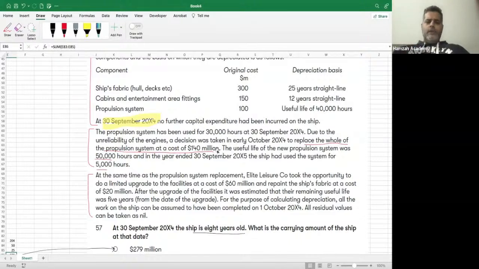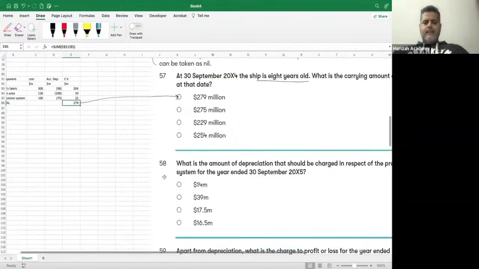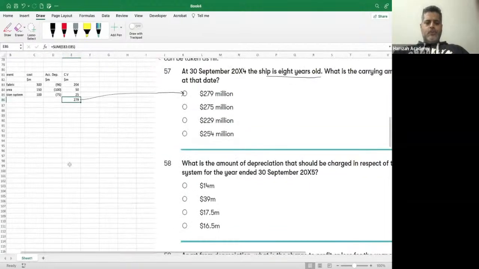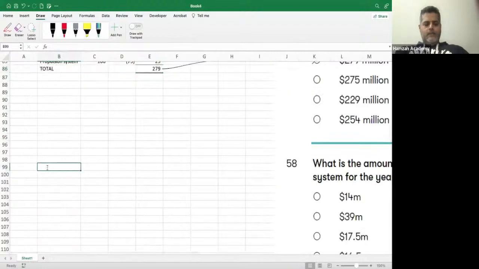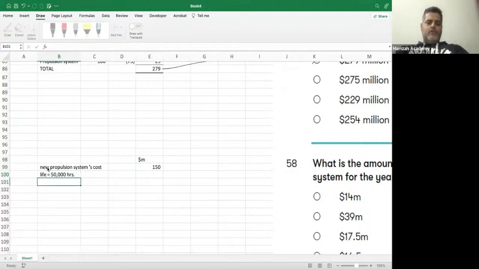So technically, if we don't have that component accounting thingy in our mind, we can apply this concept as well. Over here we are getting the new one at 140. The life is 50,000 hours, used for 5,000 hours, and it's asking what the depreciation charge is. So the new propulsion system costs 150 million, life 50,000 hours, used in the year for 5,000 hours, so depreciation charge will be 150 by 50,000 multiplied by 5,000.